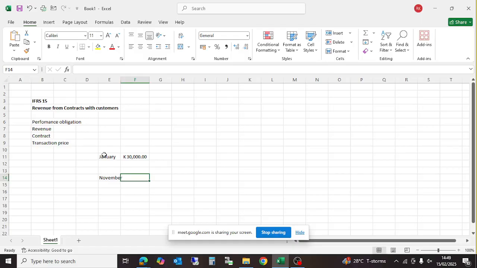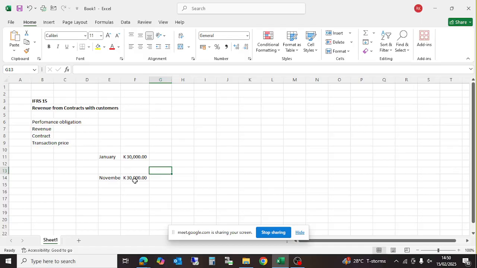According to International Financial Reporting Standard number 15, for as long as the performance obligation is not met, that sale will not be recognized as revenue. So in this example, we got the 30,000 kwacha for 200 bags of cement in January, but we only recognize our sale in November, because that's when we fulfilled our performance obligation. So our income statement will have 30,000 kwacha worth of cash sales in November.